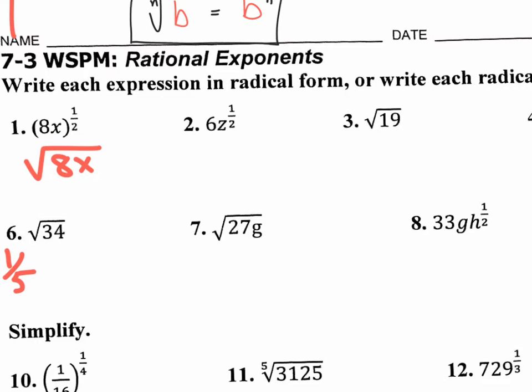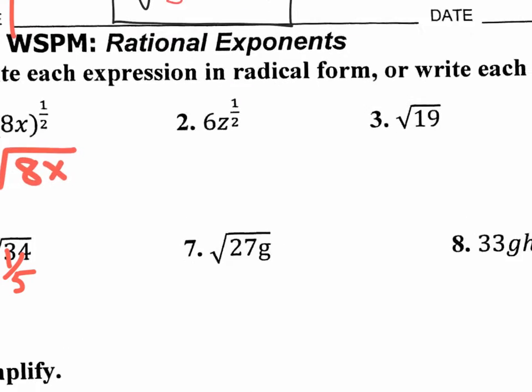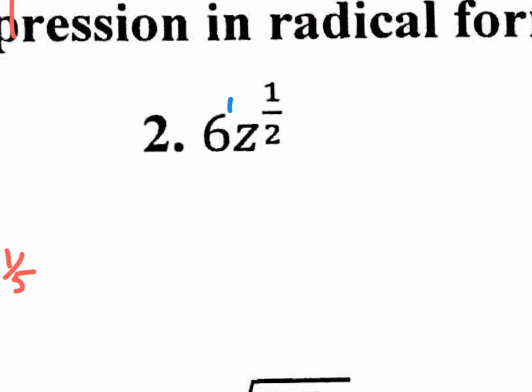Number two, guys, what belongs inside the square root? What has the power of 1/2? The z only, right? The 6 actually has the power of 1. Okay, so the 6 actually has a power of 1 right there. So your answer should be this: 6 on the outside, square root of z on the inside. Make sense?